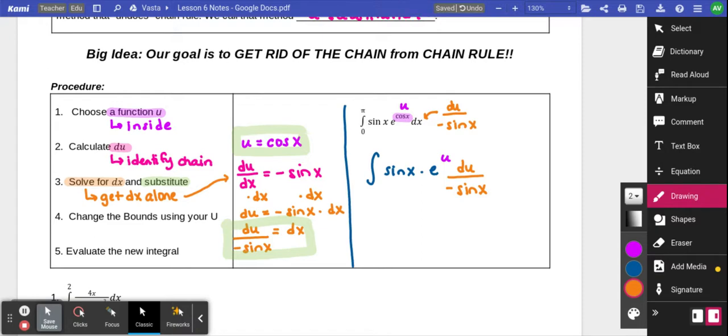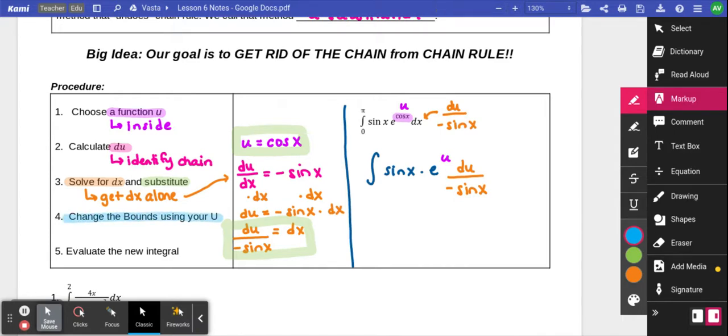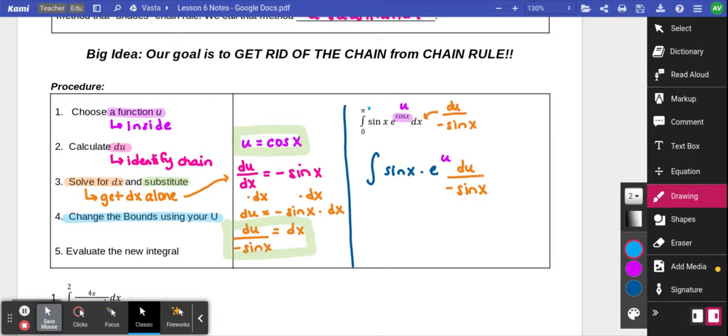Now, let's talk about the bounds. Before we do anything else, let's talk about figuring out the new bounds of this problem. Because if you look at the new problem that we've got here, we're replacing a lot of the x's with u's. We need to replace the original bounds, these numbers right here, the pi and the 0, with new numbers that are going to be u numbers instead of x numbers.